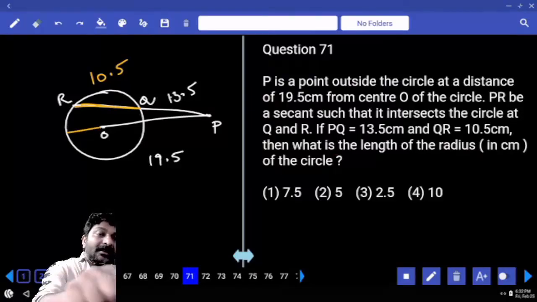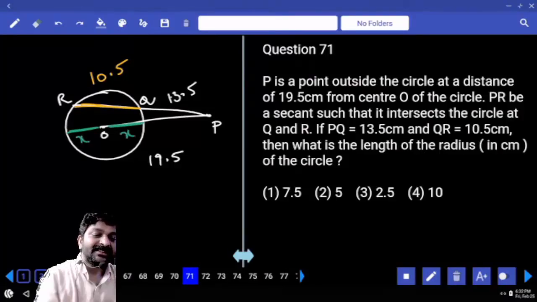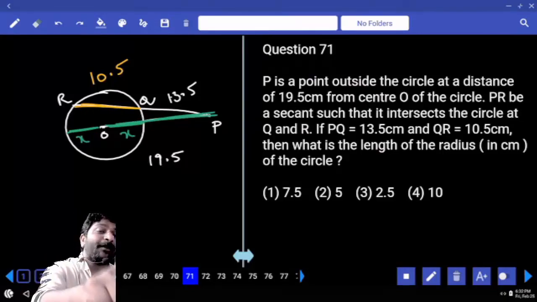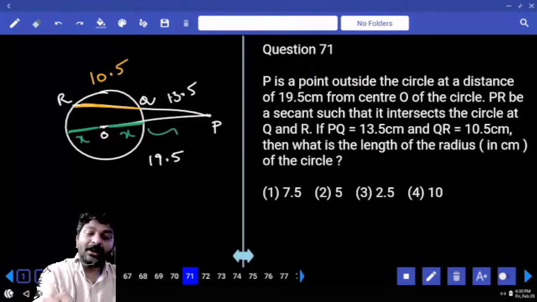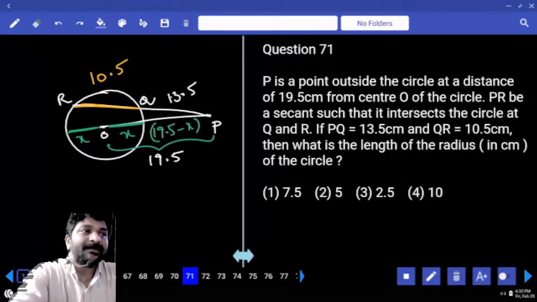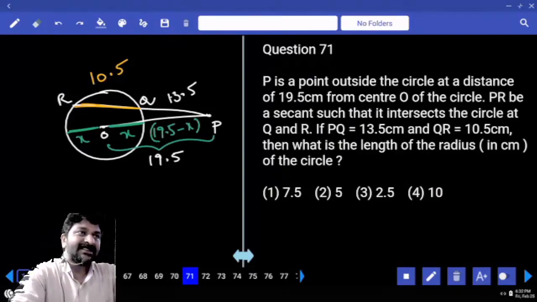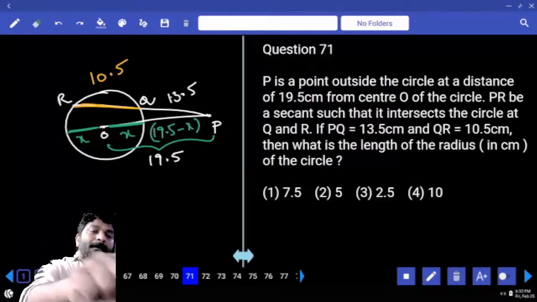Now, if this is the radius, this is also a radius. This is x and this is also x, correct? And we know that the OP value is equal to 19.5, correct? Then what is the length of this particular part? It is 19.5 minus x. Then only the O to P sum must be equal to 19.5. Plus x minus x gets cancelled. Understood this?